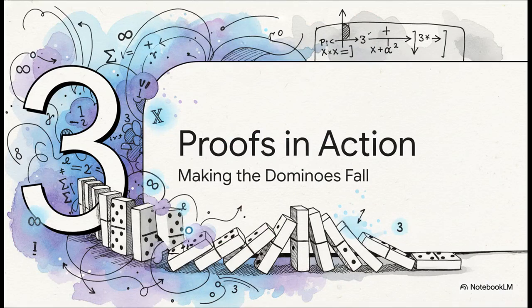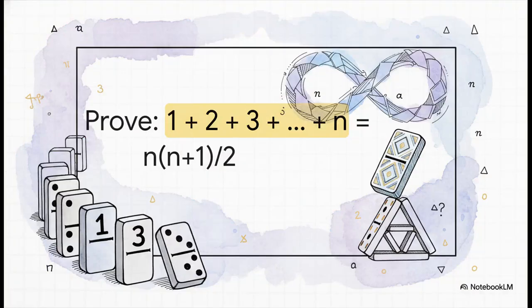All right, theory is great, but let's actually make some dominoes fall. This is where you really see the power of these 3 steps. We're going to walk through some classic examples that you will definitely see in precalculus. First up, a classic. You've probably seen this formula for the sum of the first n numbers before. But have you ever wondered how we know for sure that it works for any n you could possibly think of? Well, we're about to prove it.